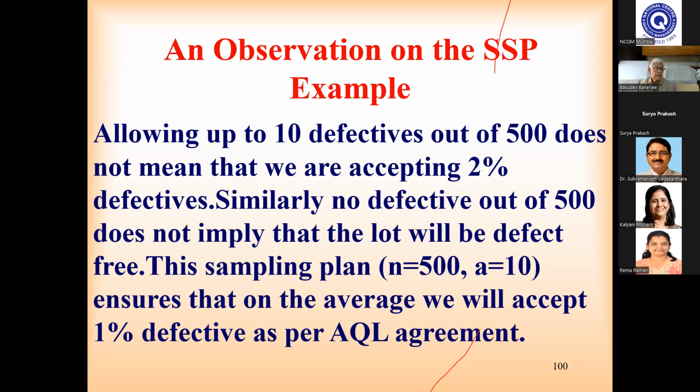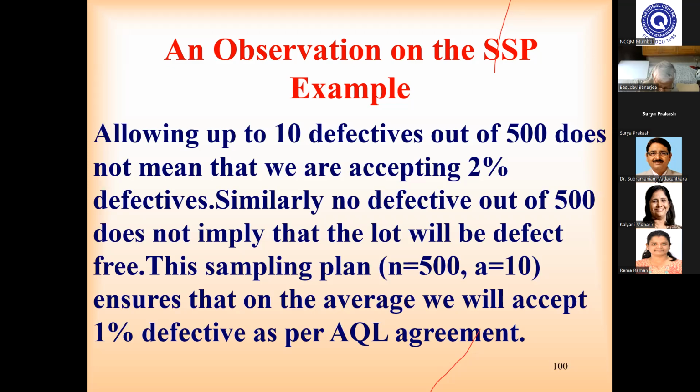Now, this is one observation you should make: a single sampling plan allowing up to 10 defectives out of 500 does not mean that we are accepting 2% defectives. Similarly, no defective out of 500 does not imply that the lot will be defect free. The sampling plan n equal to 500, A equal to 10 ensures that on the average, we will accept 1% defective as per the AQL agreement.